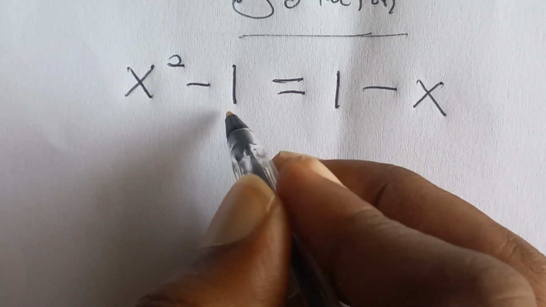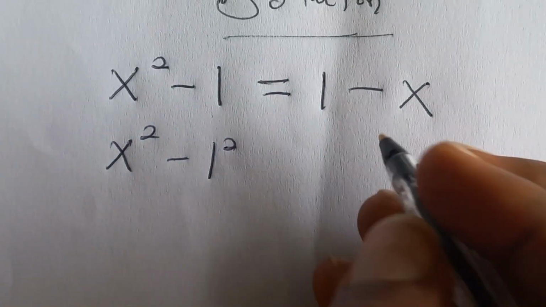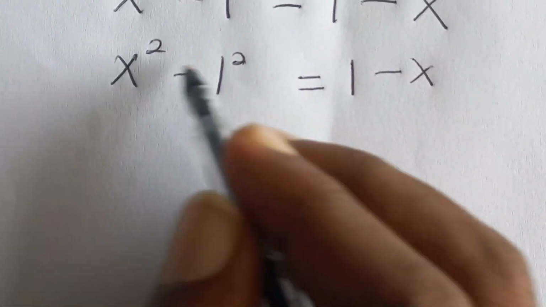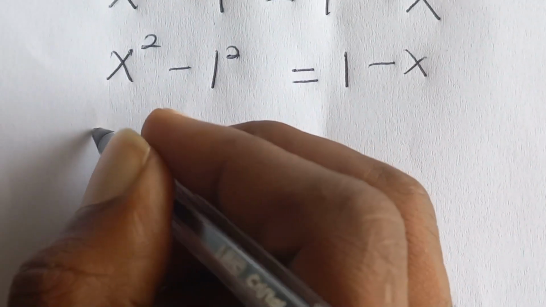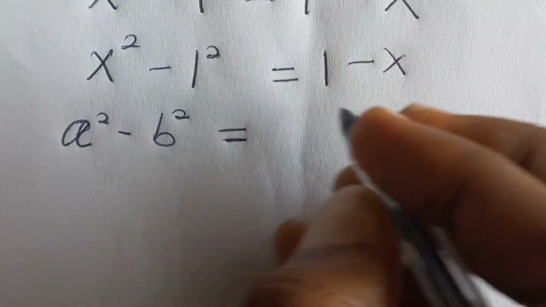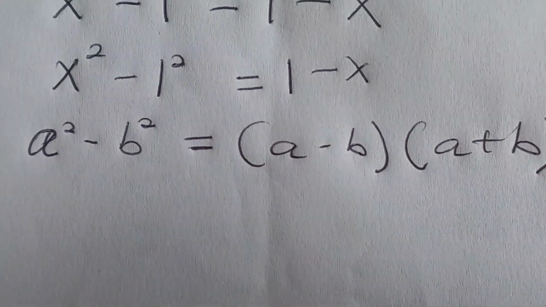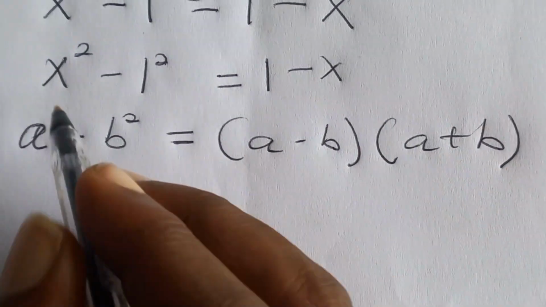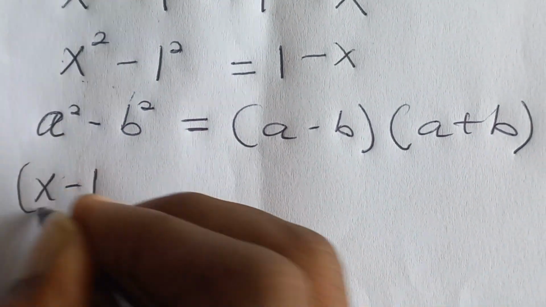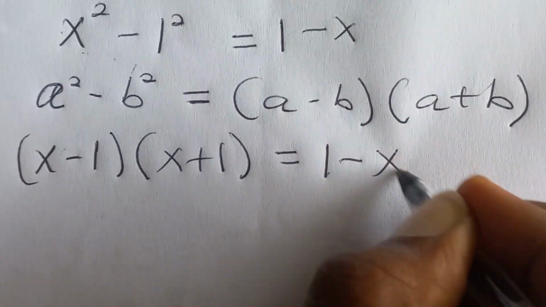So from here, this 1 squared, we can write it as 1 squared, which is the same as 1. Okay? And it's equal to 1 minus x. Looking at this, it is the same as difference of two squares. If you can recall, a squared minus b squared results in a minus b, a plus b. Okay? In algebra, if you recall. So x squared minus 1 squared will result in x minus 1, x plus 1, and which is equal to 1 minus x.